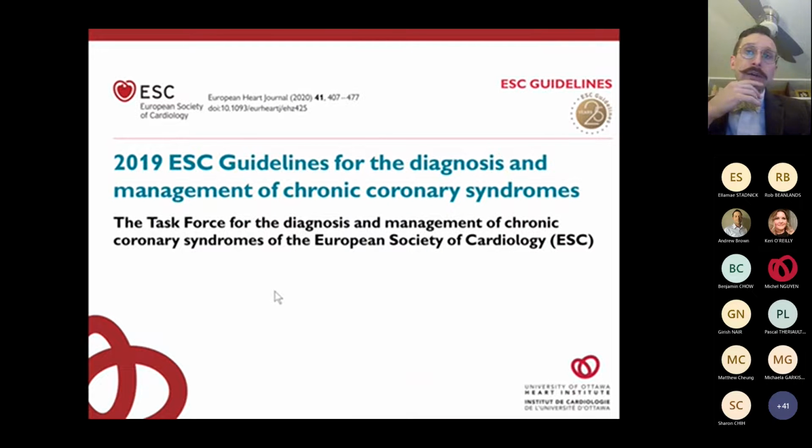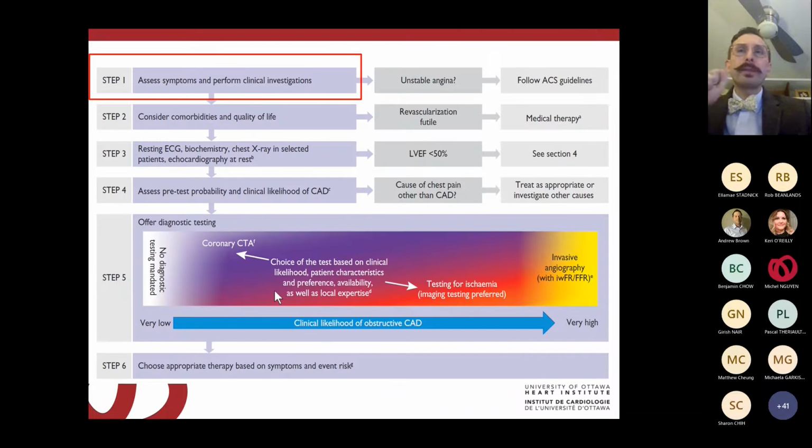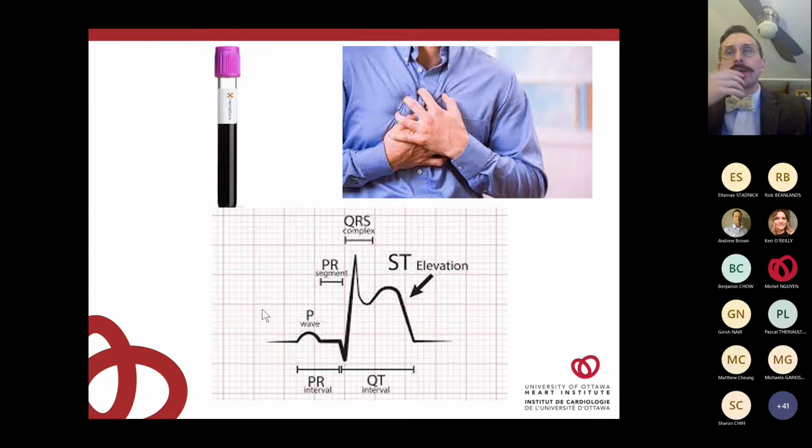The ESC guidelines are fairly recent and were released in 2019, and the guidelines break the recommendations for diagnosis of CAD into 6 steps. Step 1 is to assess and perform clinical evaluations. As we all know, a careful history is the cornerstone of the diagnosis of angina. However, again, if the diagnosis of ACS is not obvious based on the history, EKG, and possibly biomarkers, then differentiating cardiac from non-cardiac etiologies requires further investigation.